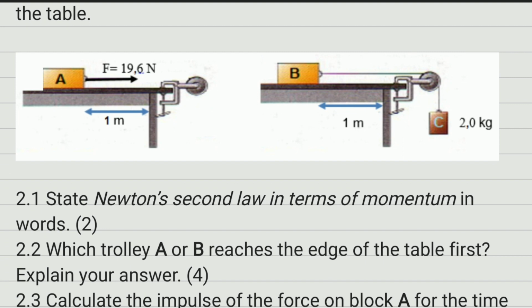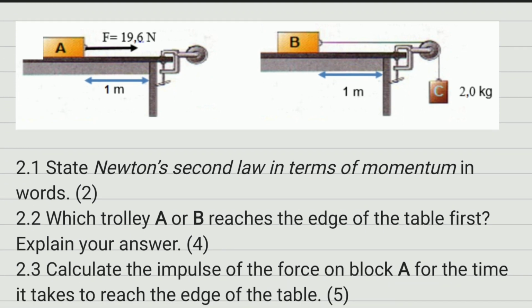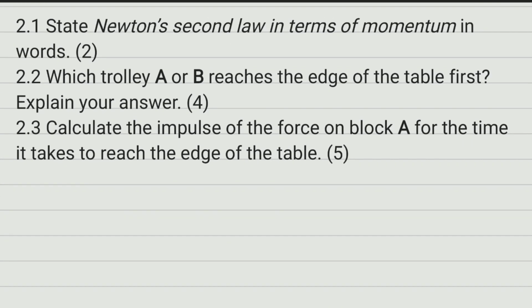State Newton's second law in terms of momentum in words. Which trolley, A or B, reaches the edge of the table first? Explain your answer. And we're going to do those two first, the 2.1 and the 2.2. So let's start with 2.1.